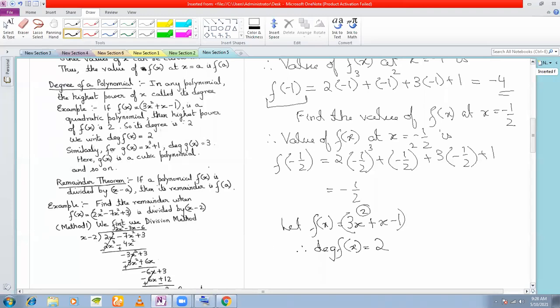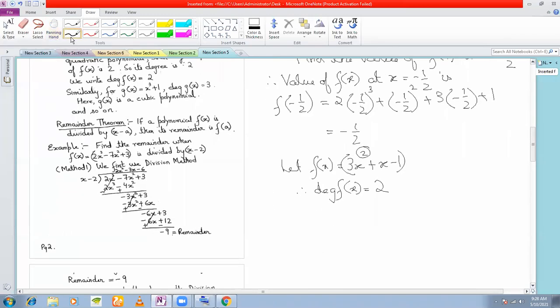Okay. Similarly, if I have a polynomial g(x) equal to x cube plus 1, then what is the degree of this polynomial? Degree of g(x). The highest power of x here is 3. Degree of g(x) is 3.